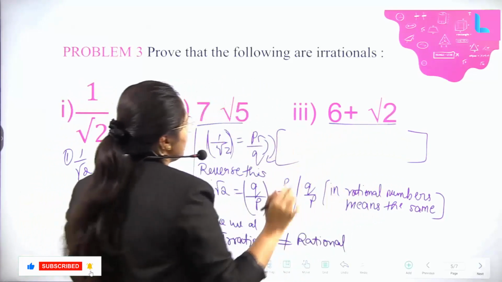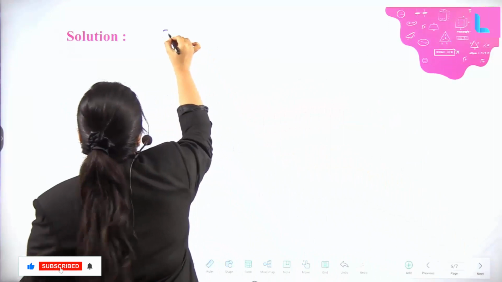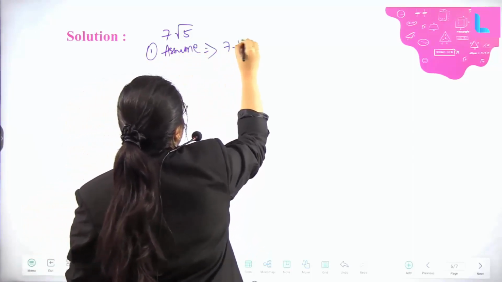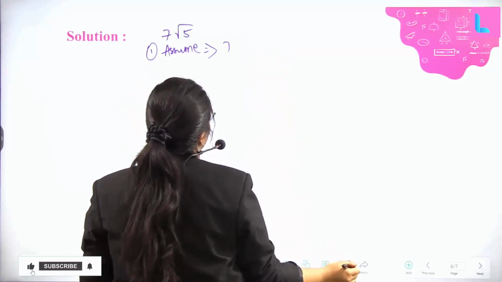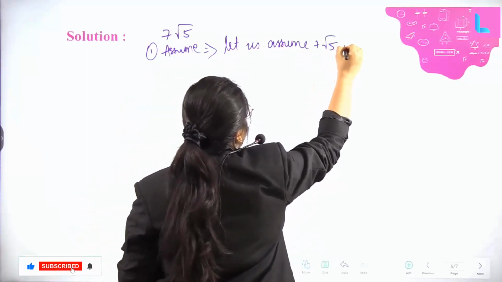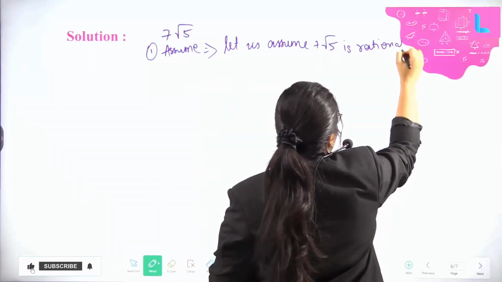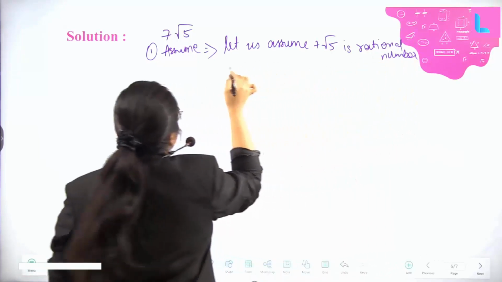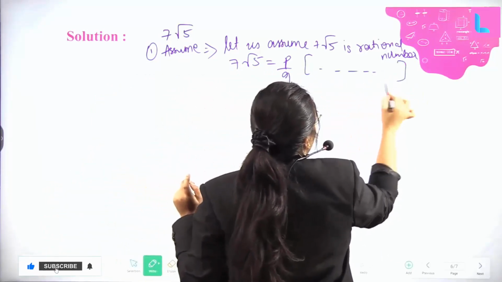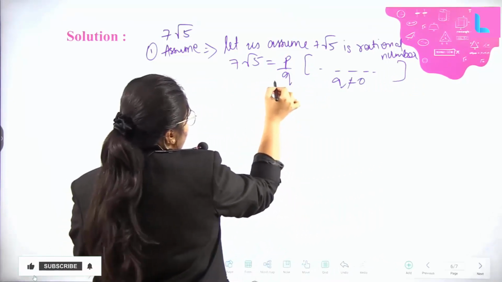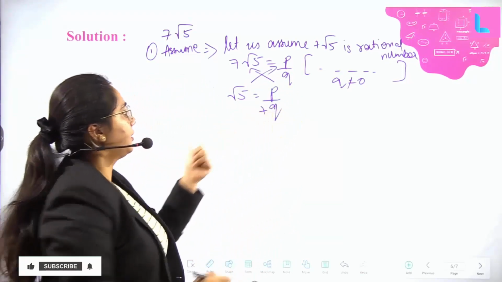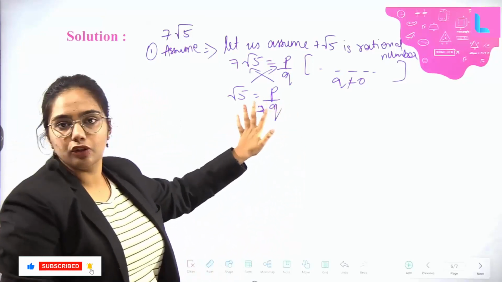7 root 5 and 6 plus root 5. First step, assume. Let us assume 7 root 5 is a rational number. And then write it in the format P upon Q, where P and Q are co-primes, Q is not equal to 0. Make sure you keep this root 5 towards one hand side and you'll be getting root 5 is equal to P upon 7Q.